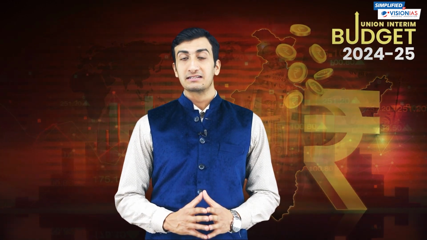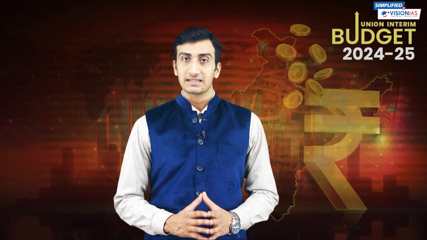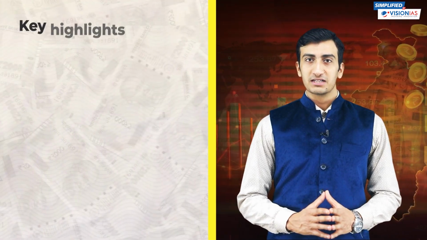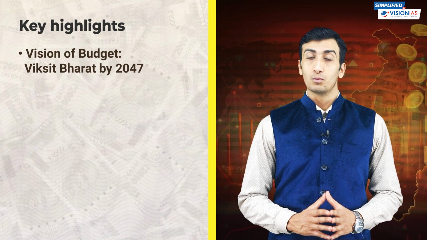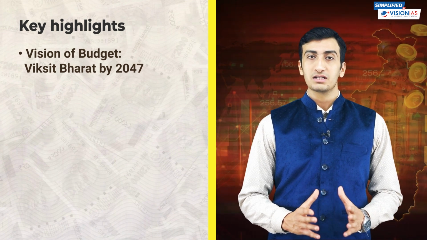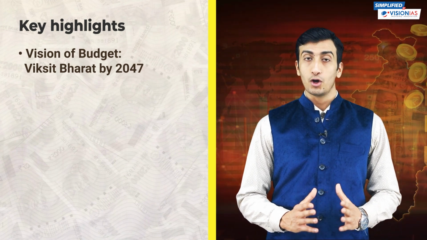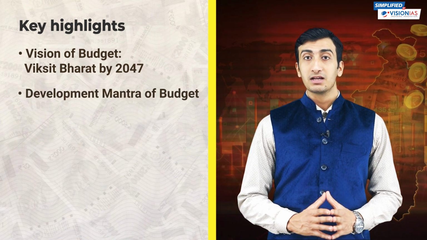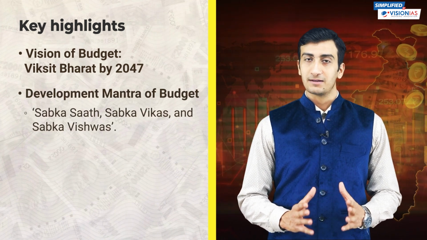Now let's delve into the key highlights of the much anticipated Interim Budget 2024-25. We already know Part A of the budget discusses the different schemes and allocation to several sectors by the government. The vision of this budget is Viksit Bharat by 2047, which envisions a prosperous Bharat in harmony with nature, modern infrastructure, and opportunities for all. And the development mantra is Sabka Saath, Sabka Vikas, and Sabka Vishwas.